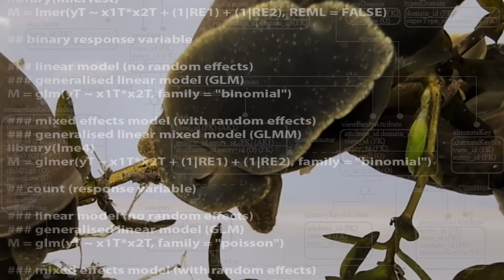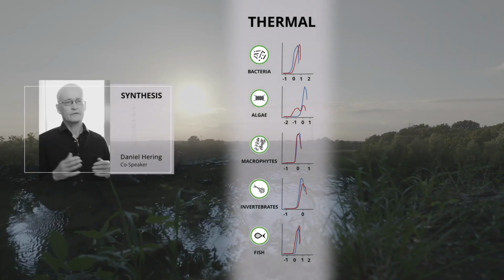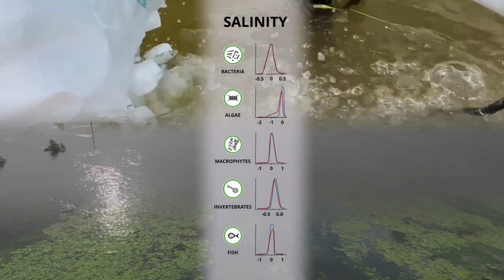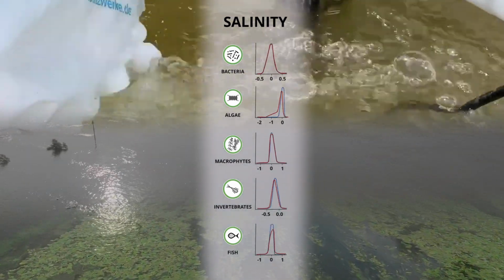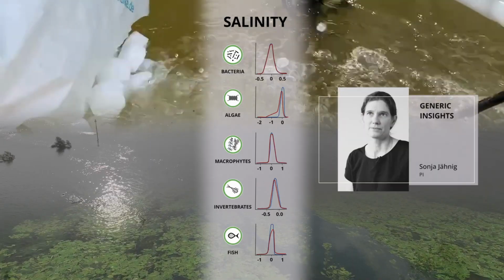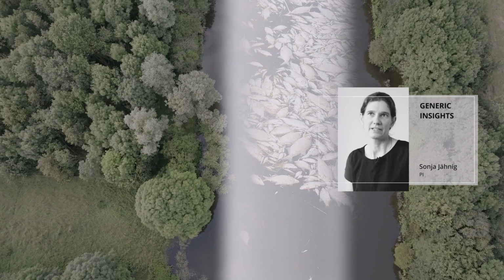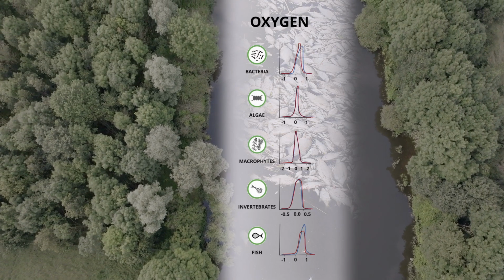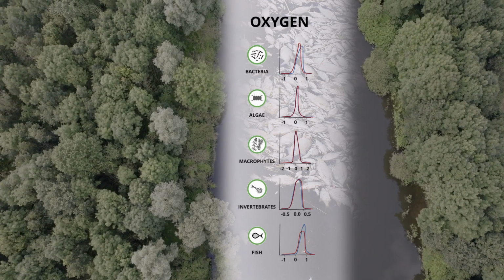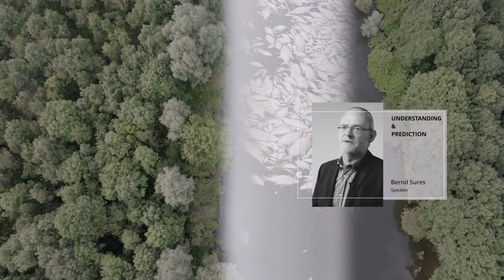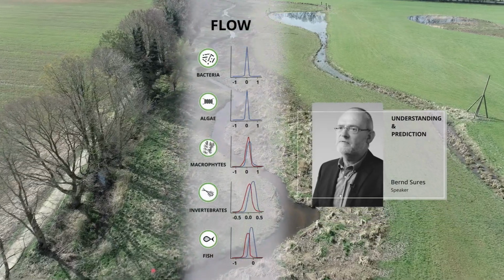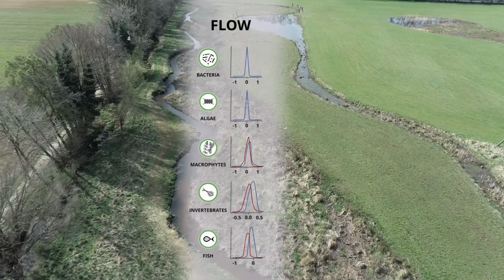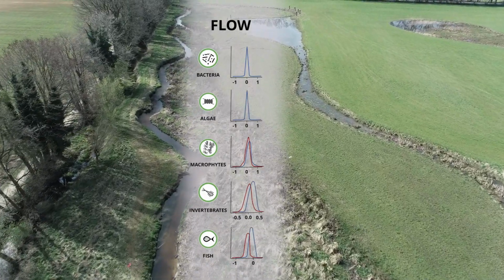We had a very strong synthesis component where we tested the project's main hypothesis with data from all projects, but also with external data. And we generate some generic insight how river ecosystems react to stressors and also to recovery. Our goal is to understand and predict the effects of stressors during degradation and recovery on freshwater biodiversity and function.